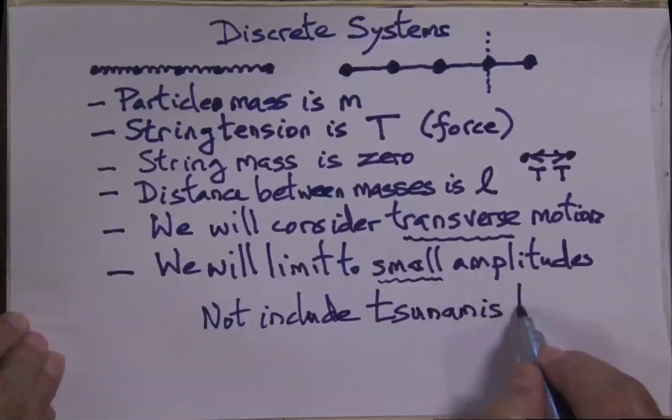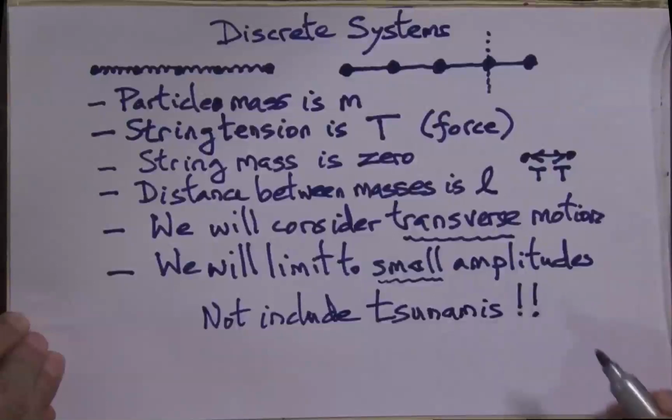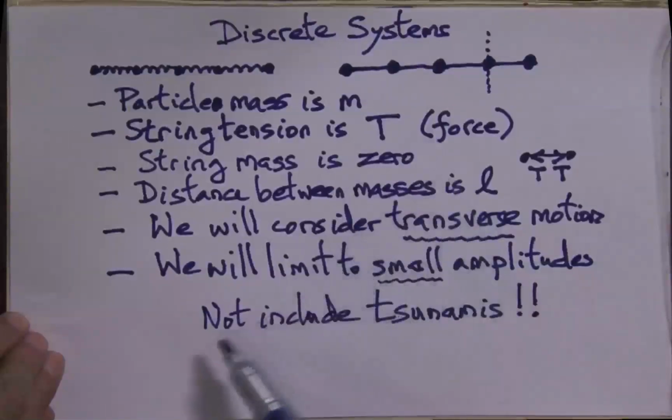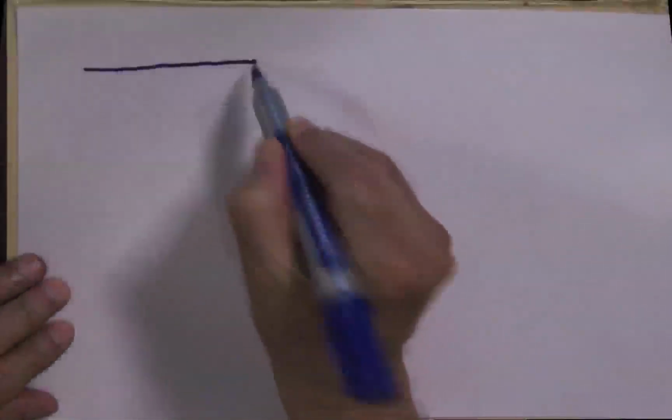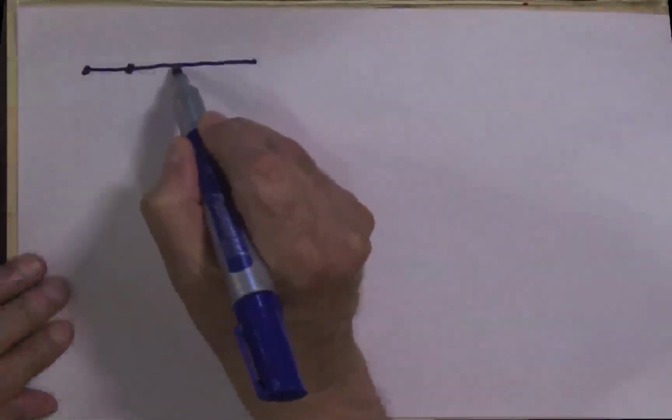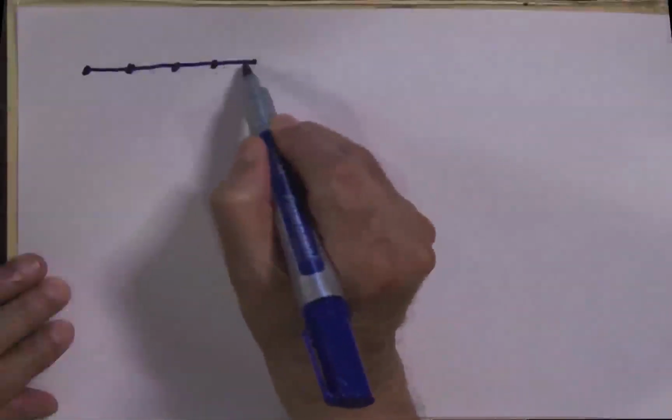Tsunamis require a very different kind of physics. But first one learns simple things in physics and then goes on to more complicated things. Okay, so here we begin our formulation. So here is a straight line, and there are atoms in it like this.